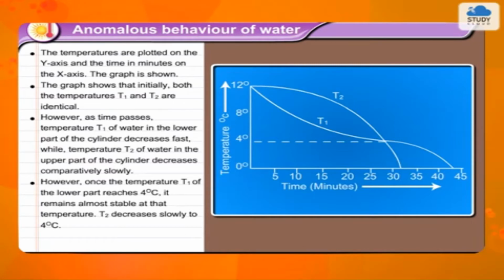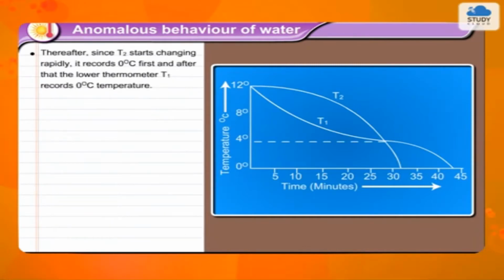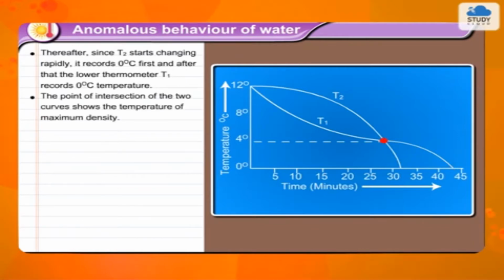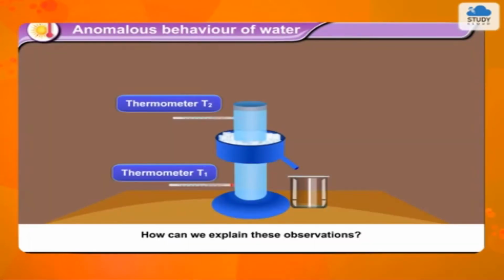T2 decreases slowly to 4 degrees Celsius. Thereafter, since T2 starts changing rapidly, it records 0 degrees Celsius first, and after that, the lower thermometer T1 records 0 degrees Celsius temperature. The point of intersection of the two curves shows the temperature of maximum density. How can we explain these observations?